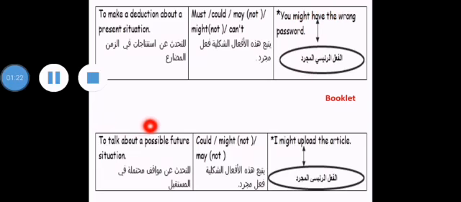To talk about a possible future situation, we use the modal verbs could, might not, may not. And the example is, I might upload the article. Upload is the base or infinitive form of the verb. And we can depend on the text to differentiate between the modal verbs may not, might not, could and couldn't.